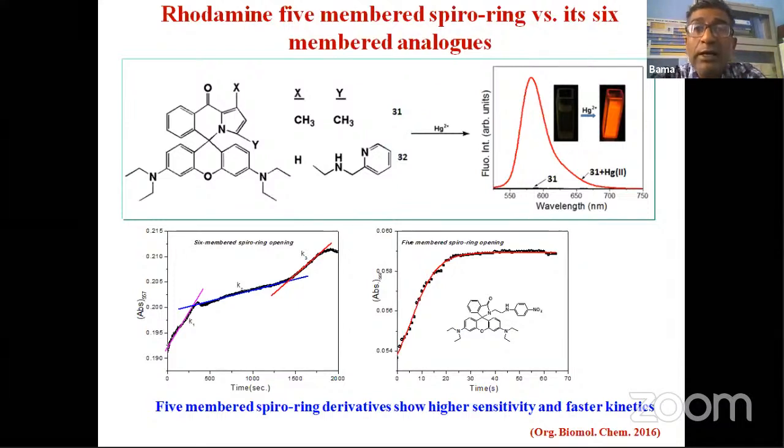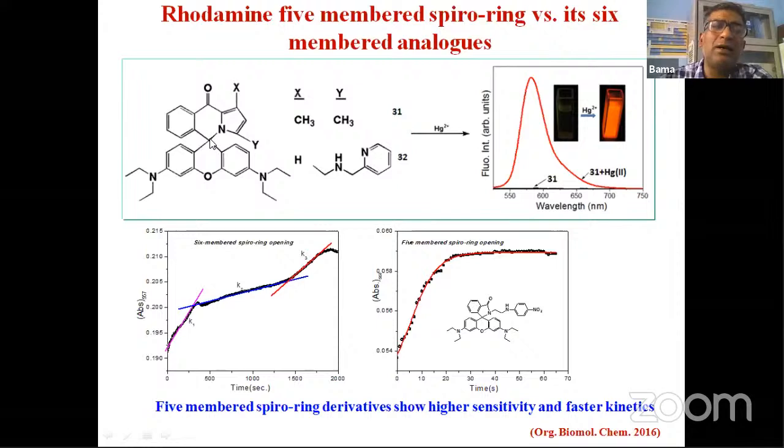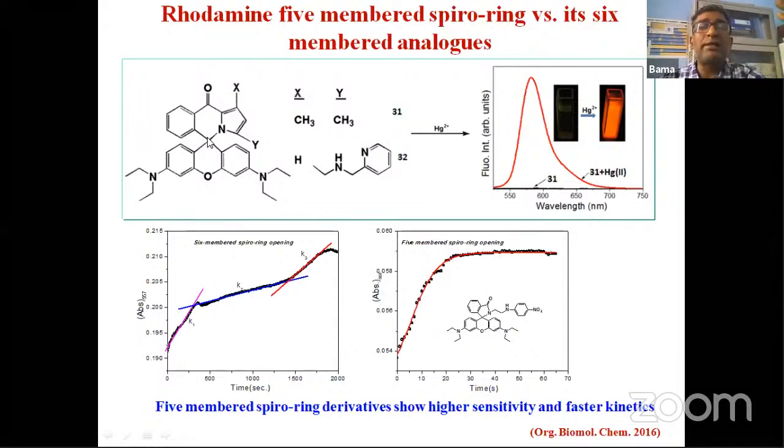Now one more interesting observation for us: no matter how many publications have appeared in the literature, all were working with the 5-membered spiro ring. So we thought, let's go for a 6-membered one, why not? But our observation was that 6-membered spiro rings are selective, but they are not as sensitive as the 5-membered spiro ring systems.